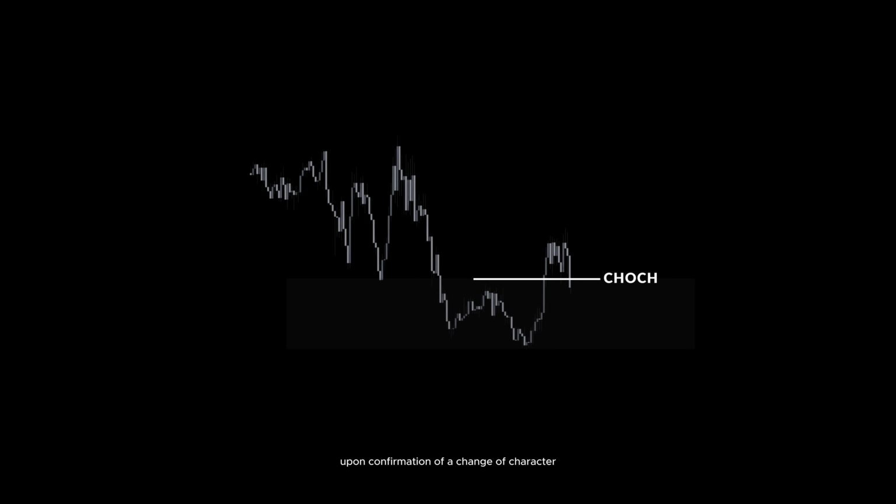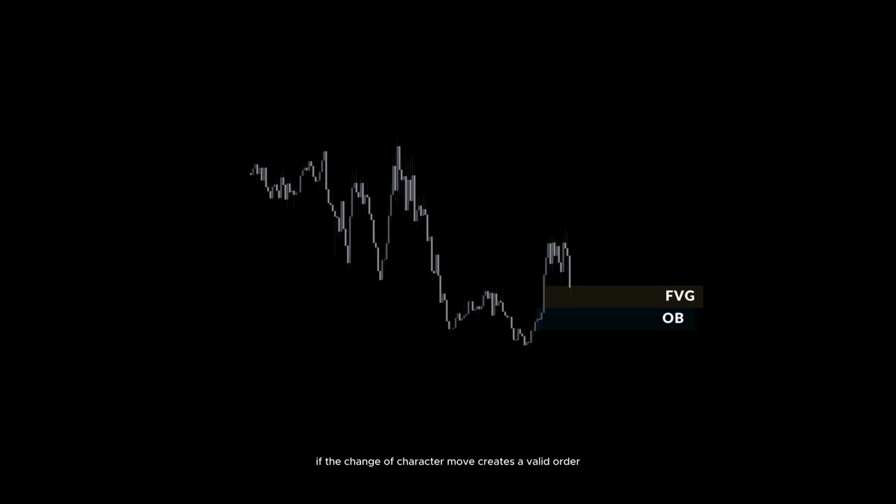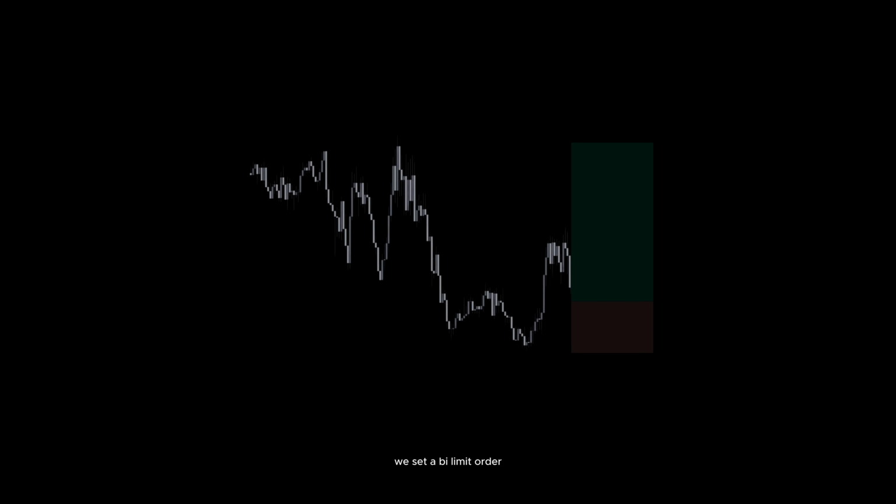Upon confirmation of a change of character, two entry trading models come into play. Bullish scenario. If the change of character move creates a valid order block with fair value gaps, we set a buy limit order a spread size above the order block and a stop below the swing low. To secure our trade, we make it break even by closing half of our position when the price reaches our 1 to 2 target. Subsequently, we close our profits fully once the price reaches our higher time frame supply area.